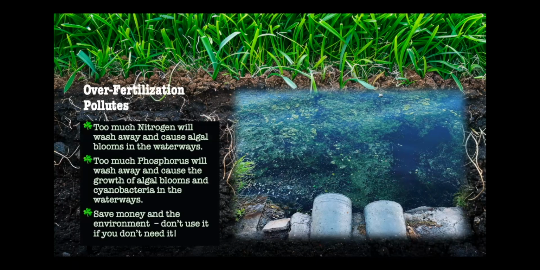Phosphorus is even worse than nitrogen because phosphorus can cause not only algal blooms, but cyanobacteria. Cyanobacteria is, if you swim in water that has that in it, you can get sick. People have gotten sick from swimming in lakes that are polluted with phosphorus runoff. So that's why we say if you don't need phosphorus, don't put it on there, because you could end up killing somebody that got poisoned by swimming in water that was polluted.